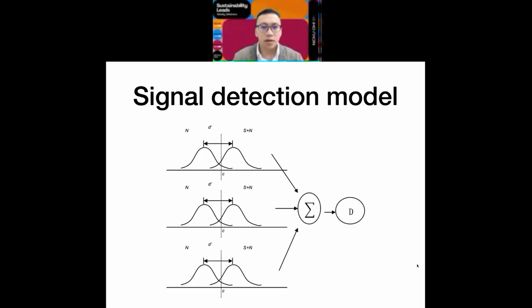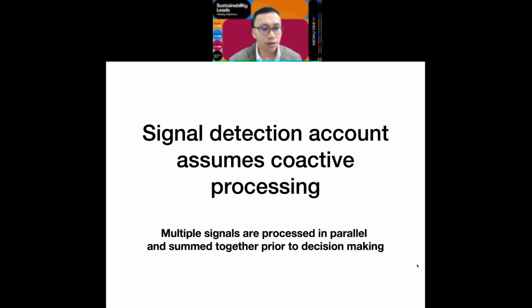But this kind of signal detection model follows a coactive mental architecture. But the multiple signals do not necessarily process in a coactive way. Maybe we can process multiple signals in a serial fashion or in a parallel fashion. But no studies have challenged the basic assumption held in the signal detection model.